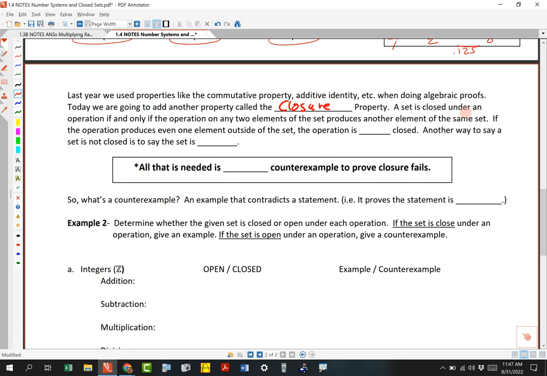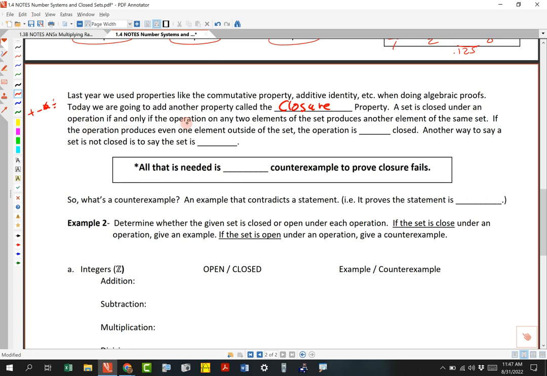A set is closed under an operation. Ooh, operations. Add, subtract, multiply, and divide. If and only if, that's a weird way to say that, if the operation on any two elements in the set produces another element in the same set.